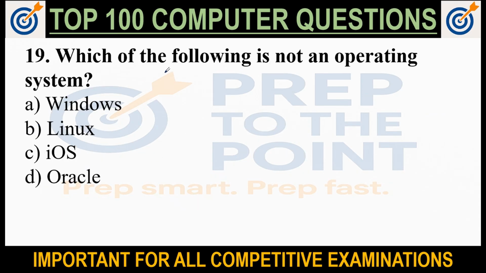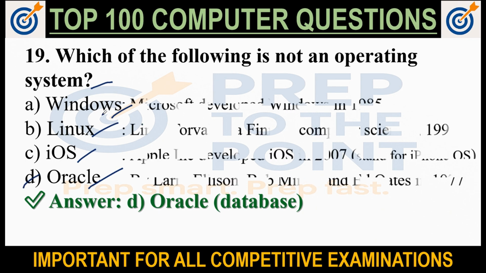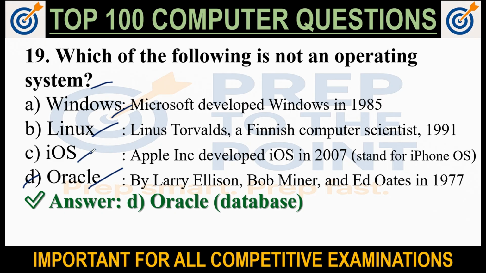Which of the following is not an operating system? Windows, Linux, iOS and Oracle? The right answer is Oracle. Here Oracle is a database software and Windows, Linux and iOS, these three are operating systems.